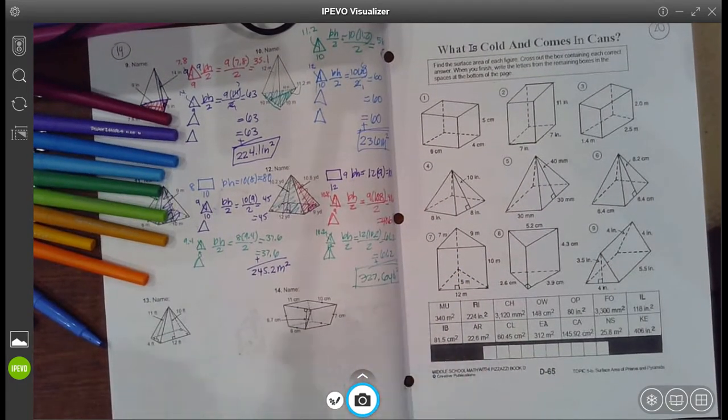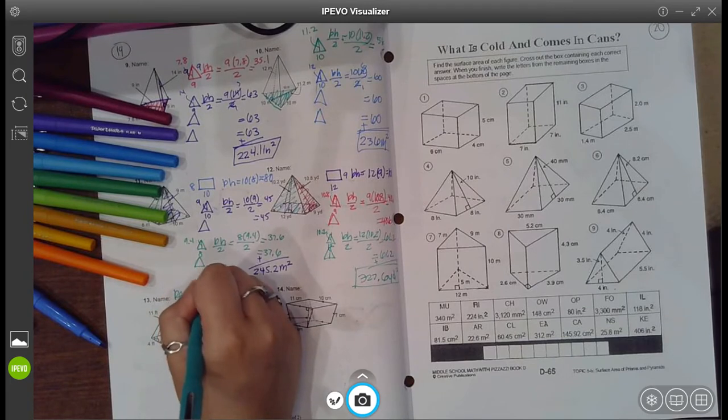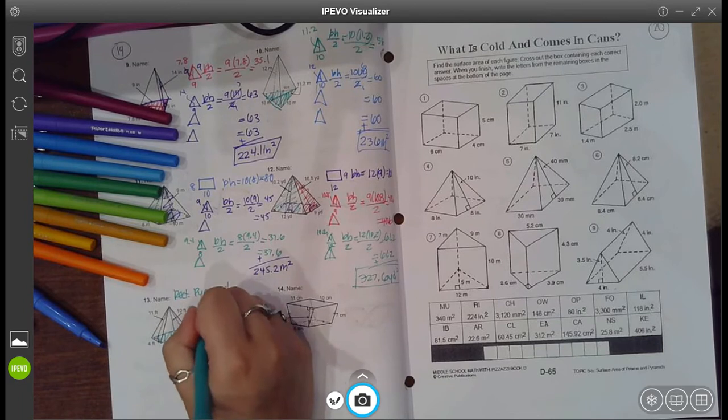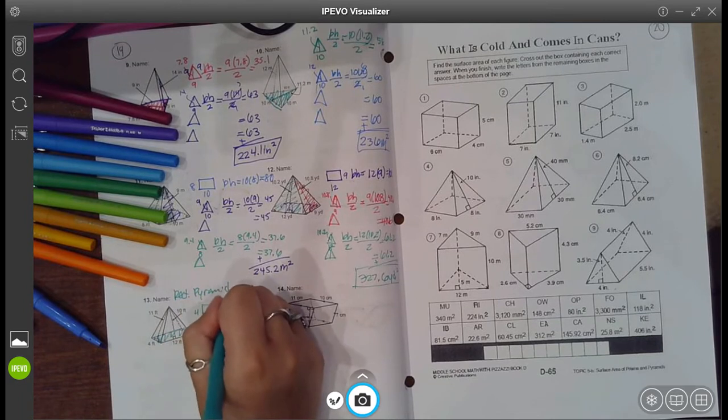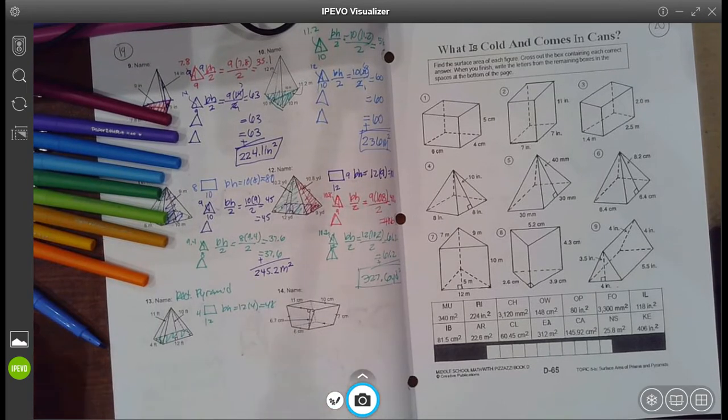Okay, number 13. What is that? Well, we've done enough of them. Hopefully you know it's called a rectangular pyramid. There is your base. It is 12 by 4. So 12 times 4 is 48. Now your base shape has how many sides? 4 sides.